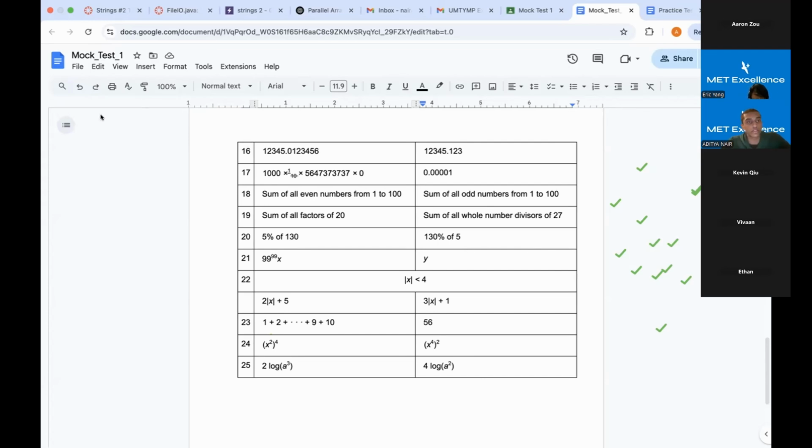Okay, moving on to 16. This might look big, but since the first numbers are the same, we can just take them out and compare the decimal place. As you can see, this has a 1 in the 10th position, while this has a 0. So this will always be bigger than this, making it B.